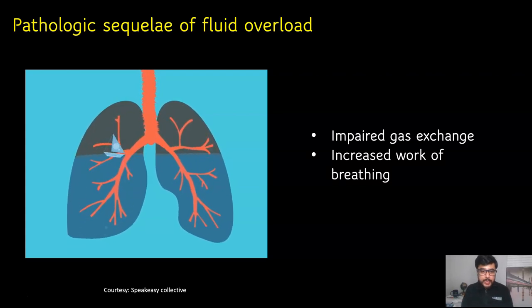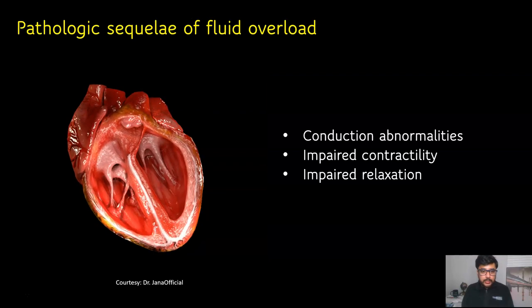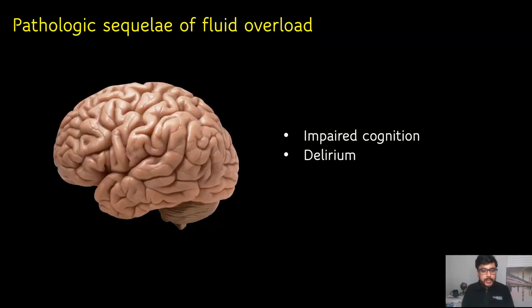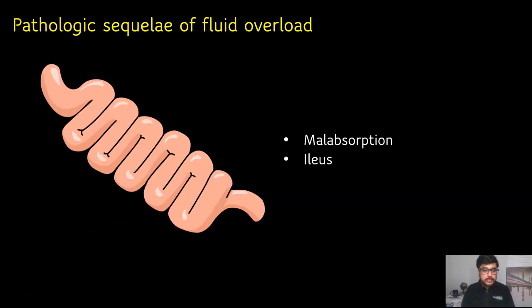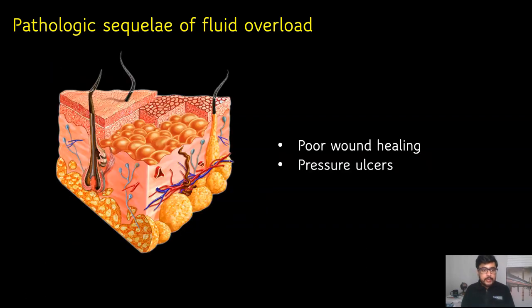In lungs, it leads to impaired gas exchange and increased work of breathing. In the heart, it leads to conduction abnormalities, impaired contractility, and impaired relaxation. In the brain, it leads to impaired cognition and delirium. And some of the ICU delirium could very well be because of congestive injury of the brain. And in the GI tract and the liver, it leads to impaired synthetic function and cholestasis, and also malabsorption and ileus. And in the skin and connective tissues, fluid overload leads to poor wound healing and pressure ulcers.